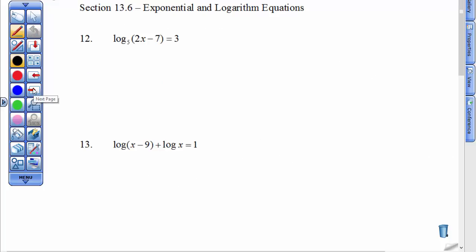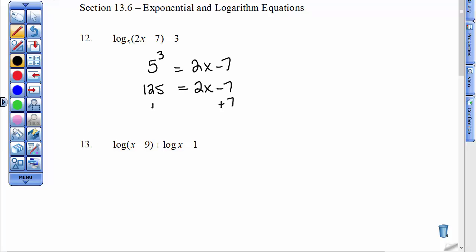So again, put this in exponential form. So the base of 5 to the third power. Whenever you see just a single logarithm, just one word log, then you want to get this into exponential form. 5 to the third power is 125, and now you've got an algebra problem to solve. So now you'll add 7 to both sides, and you'll have 132 equals 2x. And when you divide by 2, you're going to get x equals 66.